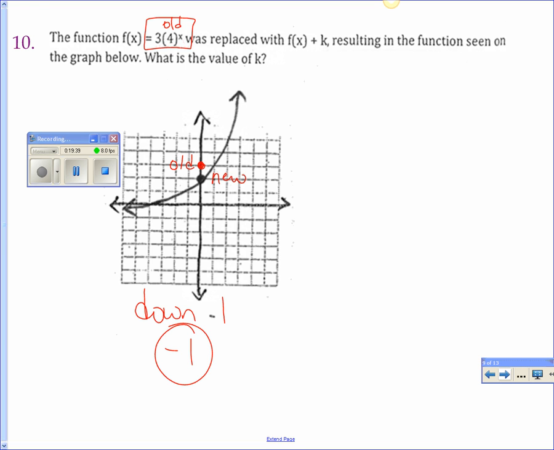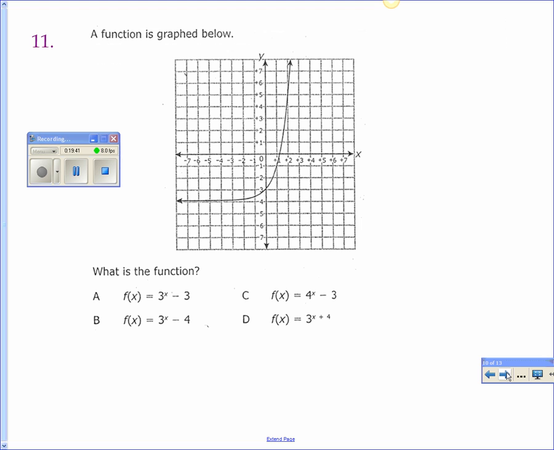All right, last one. This one, a function is graphed below. Which of these could be the function? So what would be helpful to know from your graph? Very good. The starting value, which is also the y-intercept, where it crosses the y. So here's the y. Where does it cross at? Very good, Chad. Negative 3.